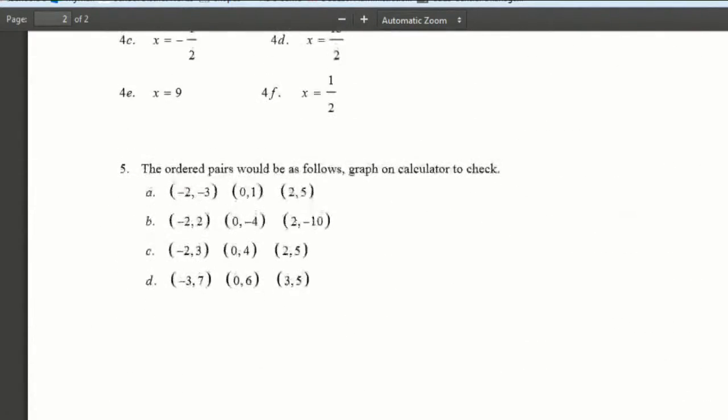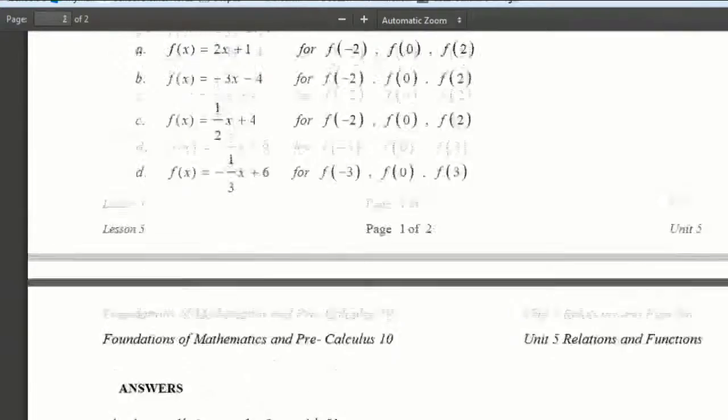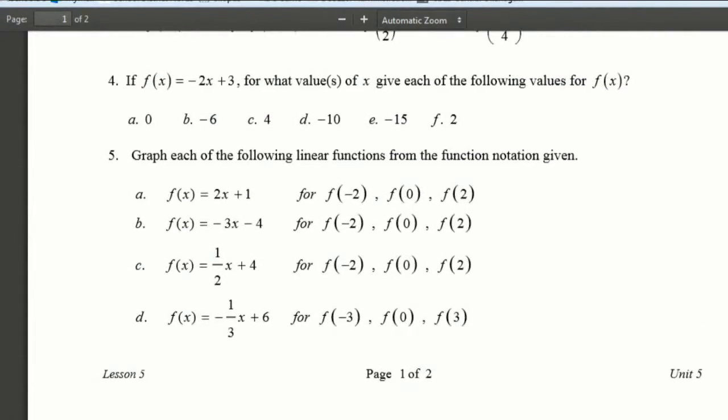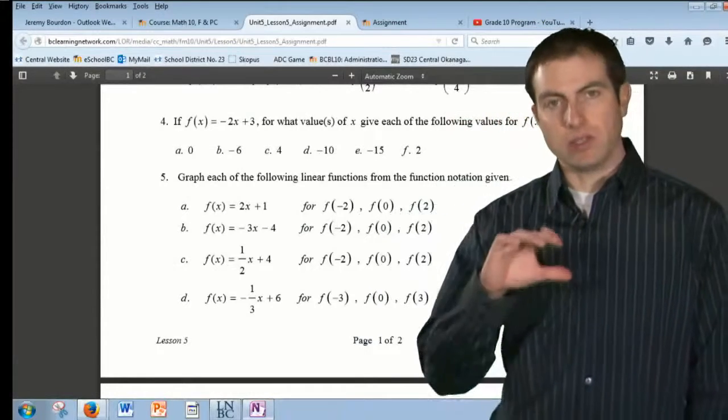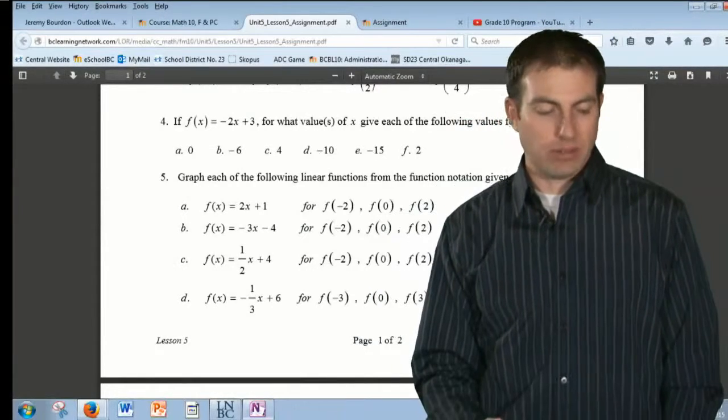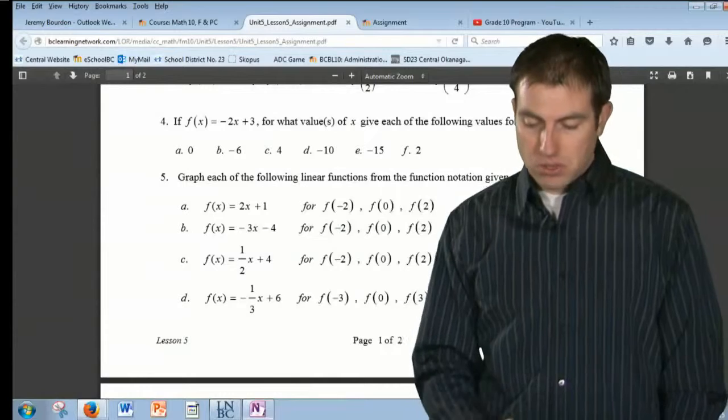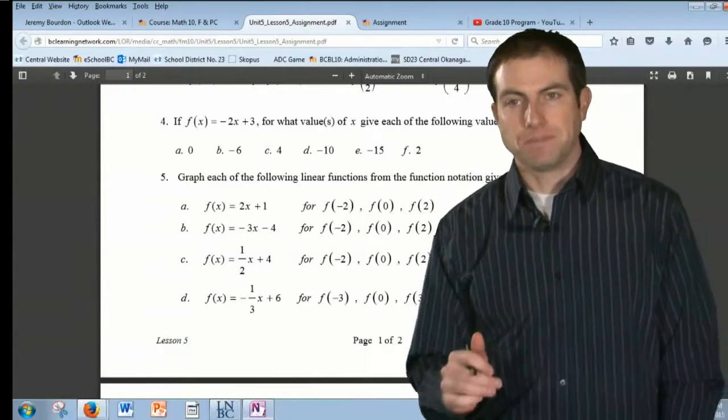And again, there's no more graphing questions, which is unfortunate. But that's just how she goes. You'll probably end up seeing more of these equation type questions than you will the graphing ones. That's function notation in a nutshell.